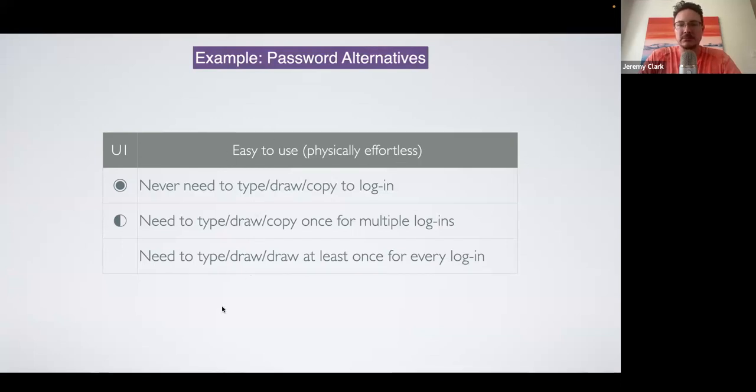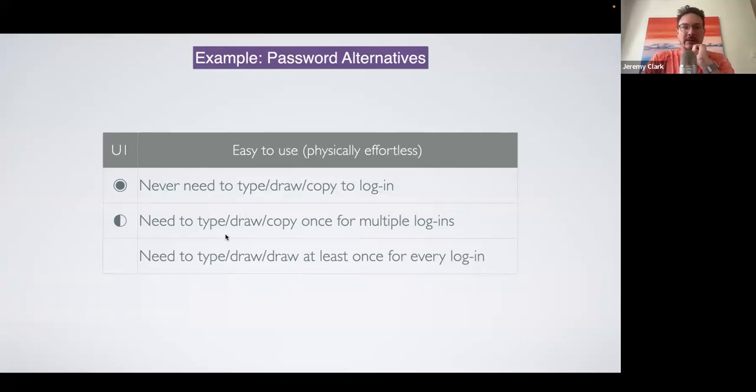In your paper, you should be a little bit more formal, or in your assignment rather. But if I never need to type, draw, or copy, meaning like say I have my phone and there's an SMS message and it says 1, 2, 3, 4, 5, and then I have to type 1, 2, 3, 4, 5. That's what I mean by copy, not like Control C, Control V, right? So if I never need to type, draw, or copy in order to log in, then you get the dot. It's easy to use. There's no physical effort involved. An example would be a fingerprint, right? I just scan it, done.